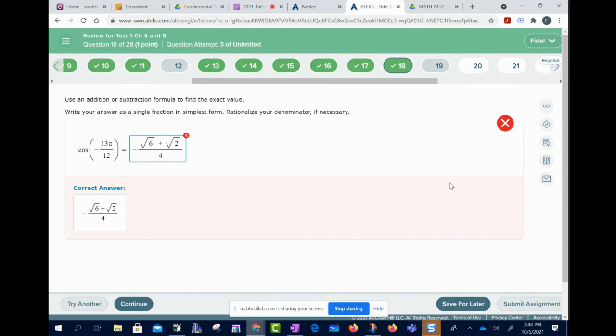The reason I asked is because I was wondering what your calculator answer was. What did your calculator answer? It's negative, open parentheses, square root of 3 minus 1 times square root of 2. Hold on, say that again. But you're doing a different problem though, right? You did cosine of negative 13 pi over 12?